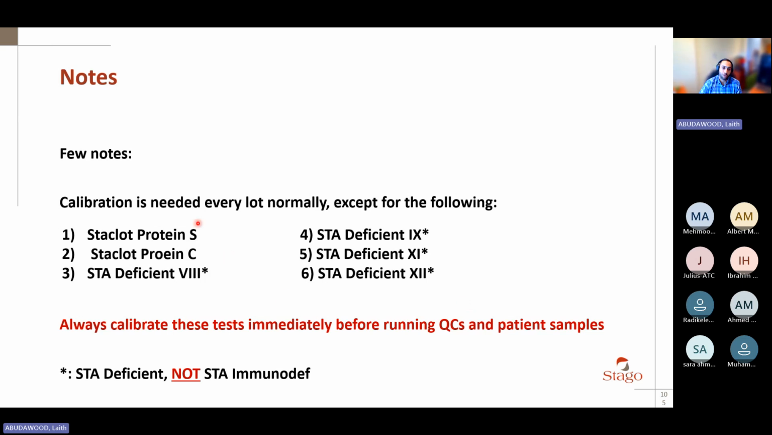The same thing applies to STA Liatest Protein S and STA Liatest Protein C. Do not confuse them with the STA Chrom Protein C. Sorry, wrong, missing a T here. Do not confuse the STA Clot Protein S with Liatest Free Protein S. I'm saying specifically STA Clot Protein C, STA Clot Protein S. Okay? You calibrate, you run QC, QC passes, immediately run your patient samples. Do not wait. Okay? This is what Stago tells you. Otherwise, a few hours later, results will be all out.